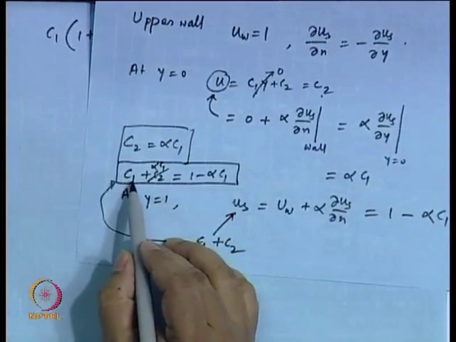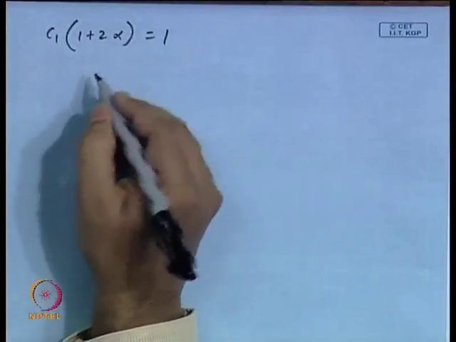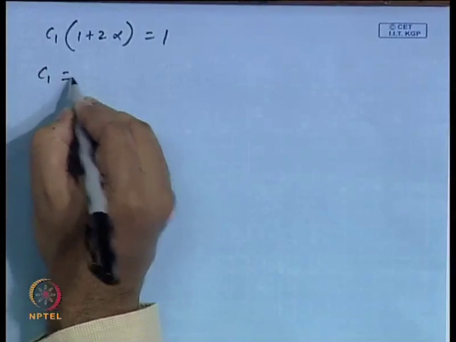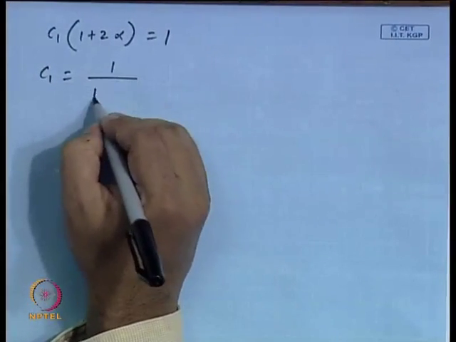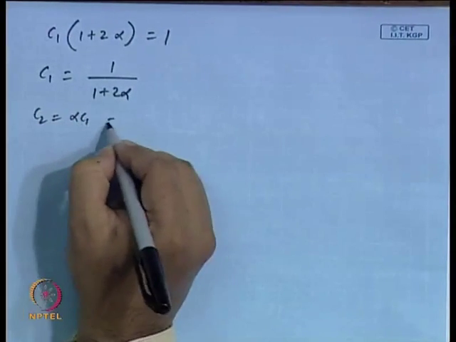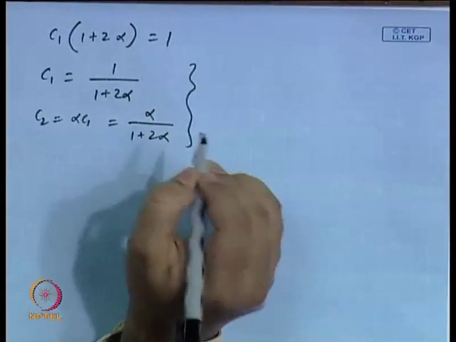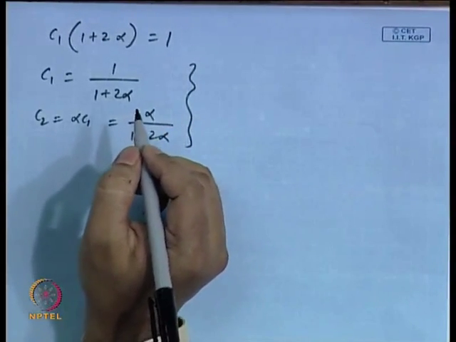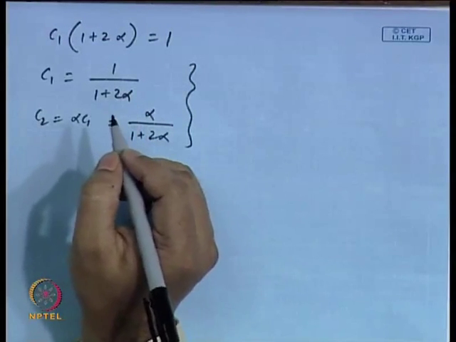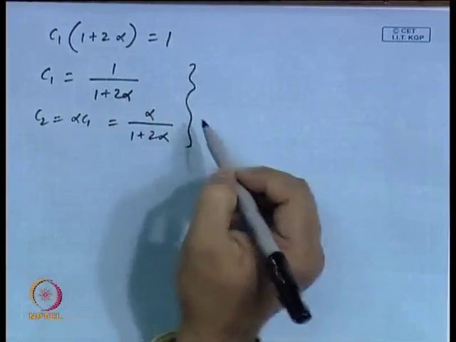C 1, you bring all the c 1s to the left hand side, and so you get c 1 into 1 plus 2 alpha is equal to 1, or you get c 1 is equal to 1 by 1 plus 2 alpha, and c 2 we had alpha c 1, that means equal to alpha by 1 plus 2 alpha. So, earlier we had what? We had c 2 is equal to 0 and c 1 is equal to capital U divided by h, but now we have some other quantities.